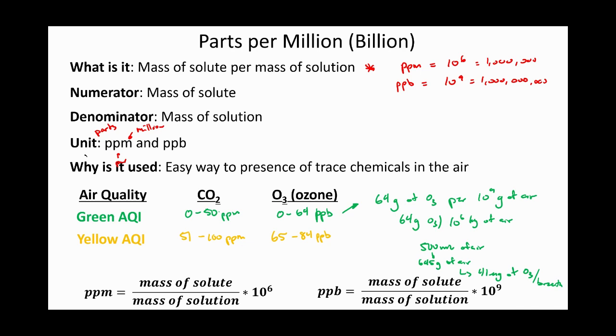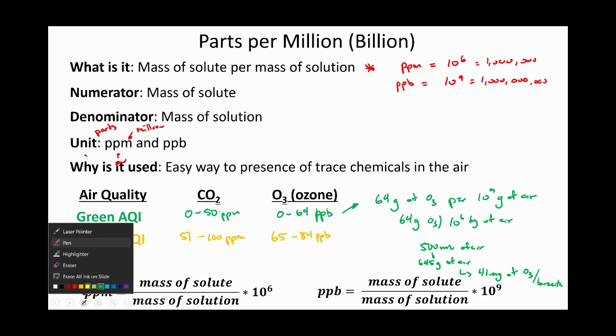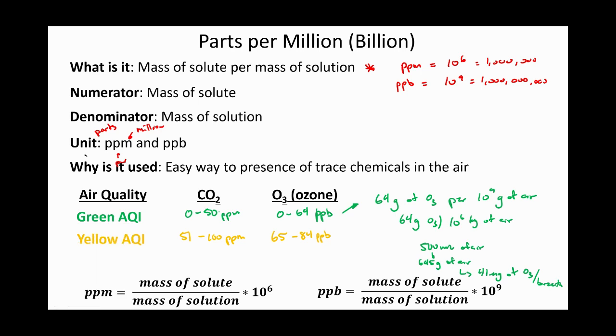And if we do a similar type of what does this mean in the real world for our ppm, that means that in this yellow zone, we'd have 100 grams CO2 for every 10 to the 6th grams of air, which is the same as saying we have 1 gram of CO2 per 10 kilograms of air. Or the way you'll most often see this is you'd have 100 milligrams per kilogram.